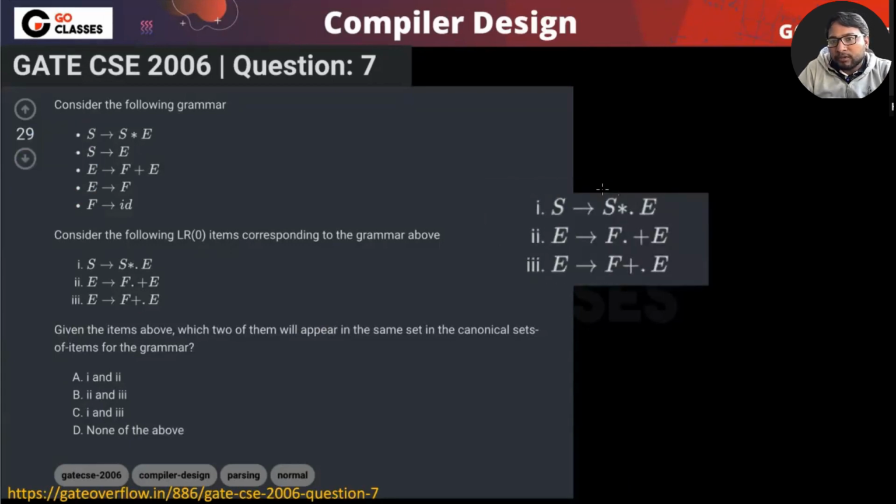This tells you the top of the stack must be this, isn't it? This tells you the top of the stack must be this. This tells you the top of the stack must be this. Are they basically agreeing on anything? Tell me. No, right? So can they be part of the same state? No. So that's why none of them. Understood?